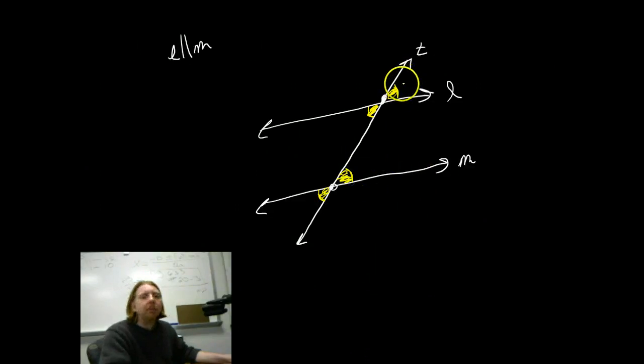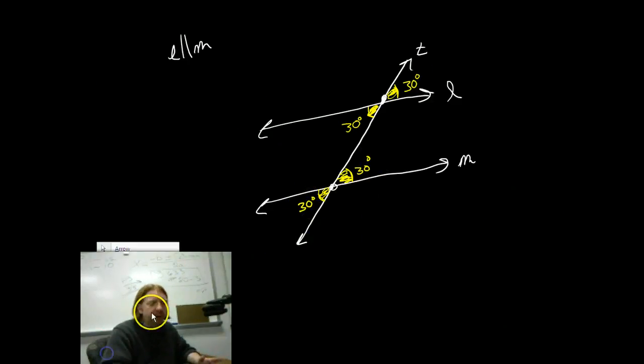So let's say, for argument's sake, this one up here was, let's say, 30 degrees. That means that all 3 of these other acute angles must also be 30 degrees. We also have 4 obtuse angles that are formed. So that's this angle, this angle, this angle, and that angle.